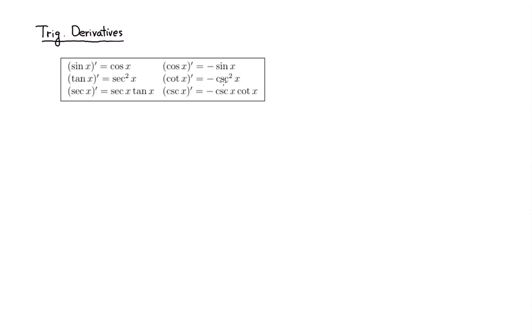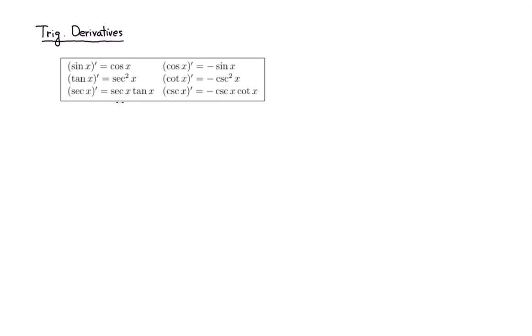Negative cosecant squared. And the derivative of secant is secant tangent. The derivative of cosecant is negative cosecant cotangent. You can see that there's some pattern going on.